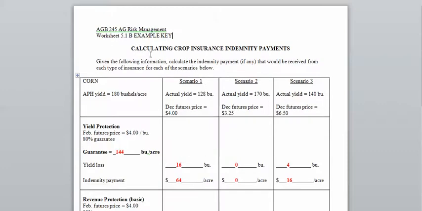So hopefully you have this assignment or this example available to you and you can go along, work on it as I explain it. What you have in front of you are three different scenarios. A scenario where we have an actual yield of 128 bushel per acre, 170 bushel per acre, 140 bushel per acre. And we have December futures price of $4, $3.25, and $6.50. And so that'll come into play when we look at revenue assurance here in a second. The APH yield for this farm, or actual production history for this farm, is 180 bushels per acre.